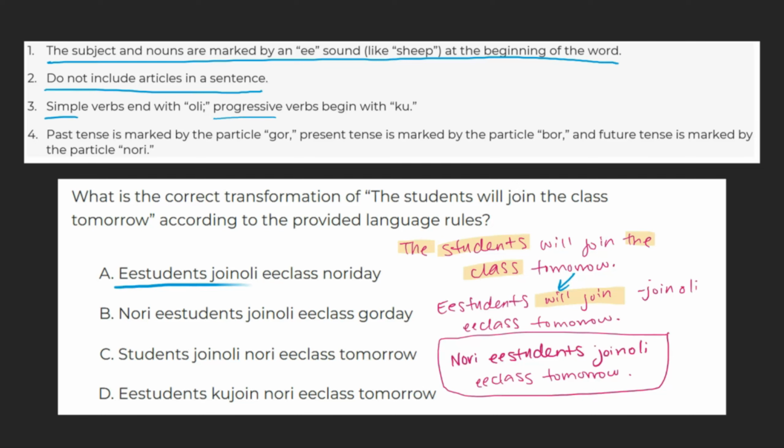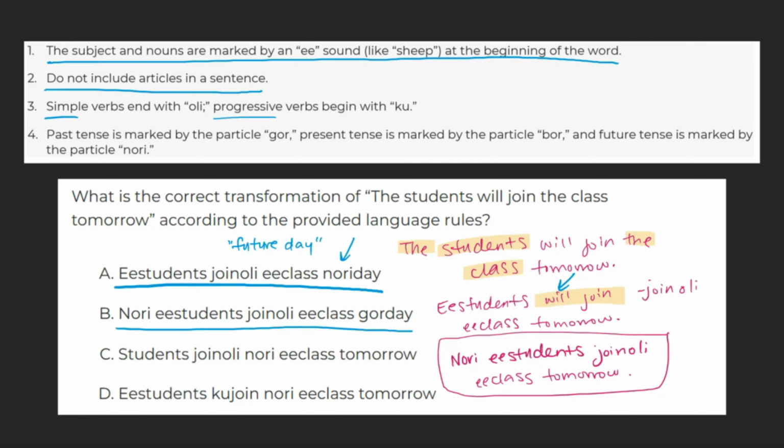Choice A, E students join-oli E class nori day, goes along with all the rules we've applied to our sentence. Instead of placing nori at the beginning of the sentence, it combines this future tense marker with day, in essence giving us future day, or tomorrow. As everything in this sentence is grammatically correct according to the given rules, this is likely our answer, but we can take a look at the other choices just to be sure.